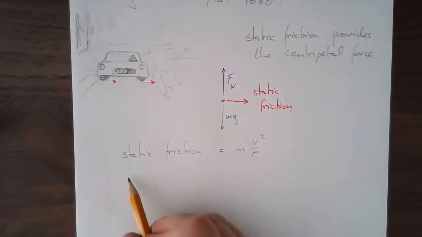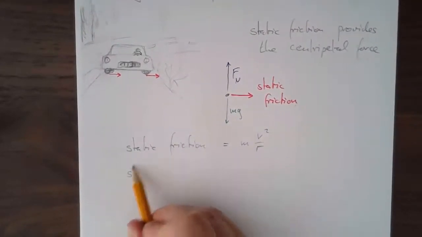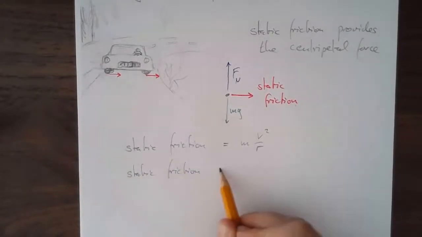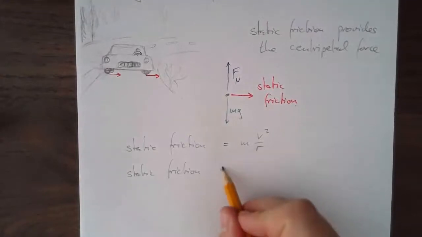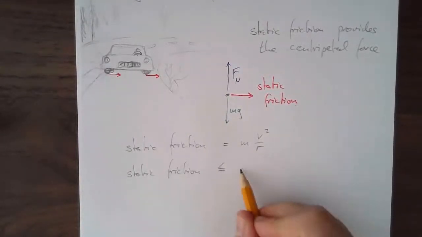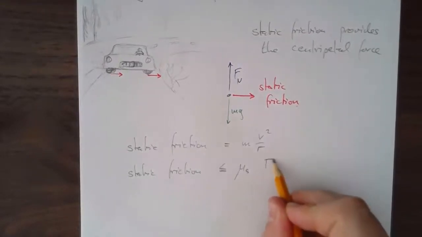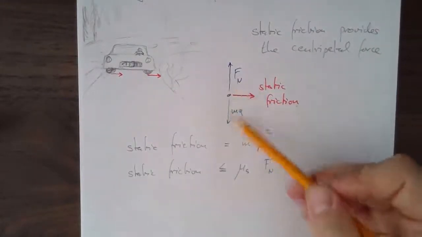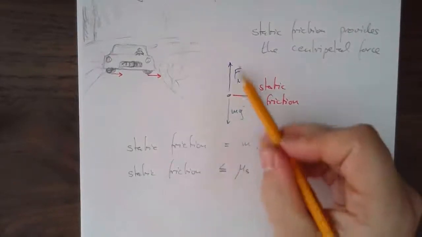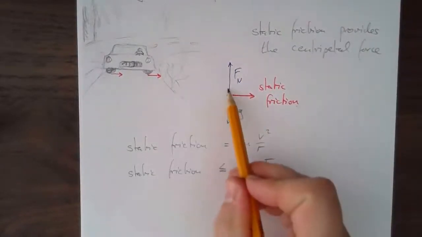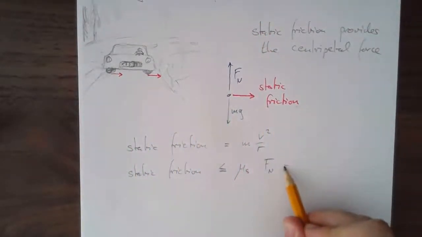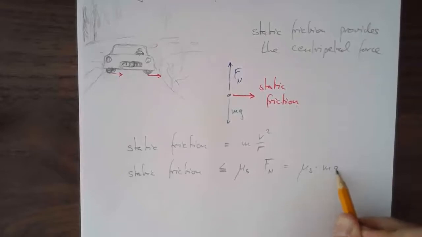But static friction is going to be, at most, its maximum, smaller or equal to mu s, the coefficient of static friction, times the normal force. And in this case here, the normal force is just equal to the weight because there's no other force up or down, and the normal force acts straight up because the road is flat, right? It acts perpendicular to the road. The road is horizontal, so the normal force is vertical. So mu s times mg.